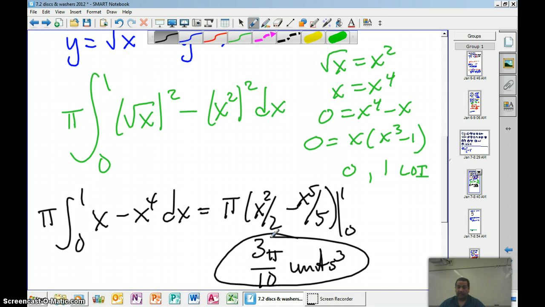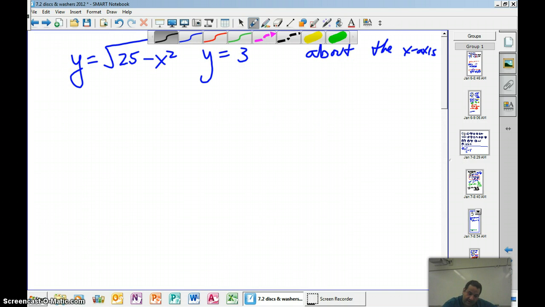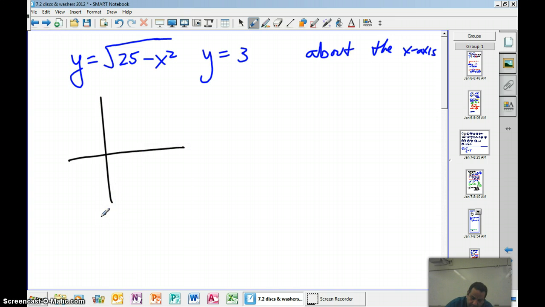Let's do another one. I'm only doing one more. Okay, the next one I'm going to do is this one. This is a semicircle. Let me get my notes. There it is. This is a semicircle of radius 5, and it's going about the x-axis. When y is 3, this is actually something that goes from here to here, and it's the area here.